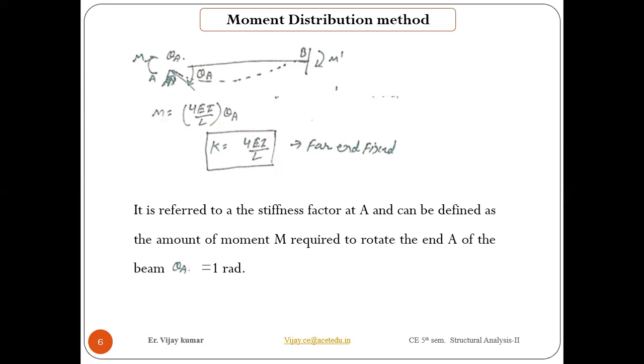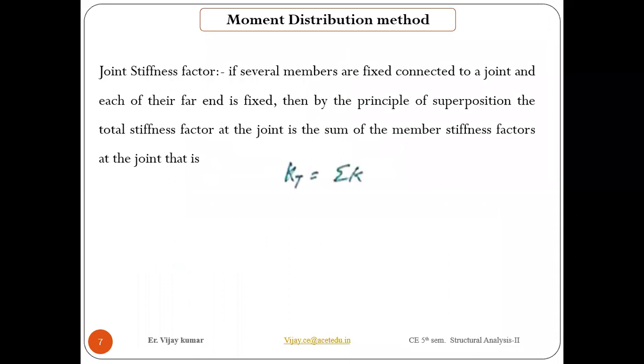It means the stiffness at A can be defined as the amount of moment M required to rotate the end A of the beam by 1 radian. So that will let us know the stiffness factor. Clear? So, joint stiffness factor, what does that mean?